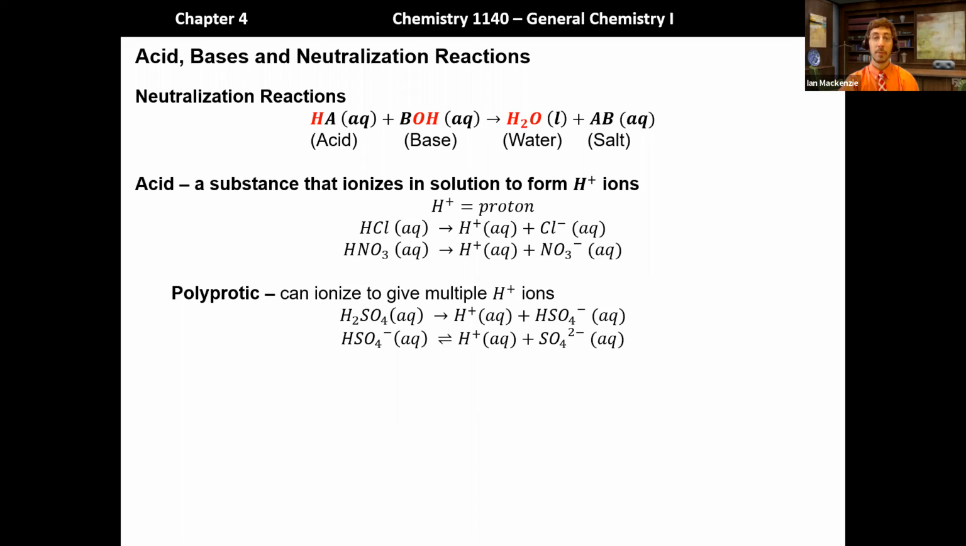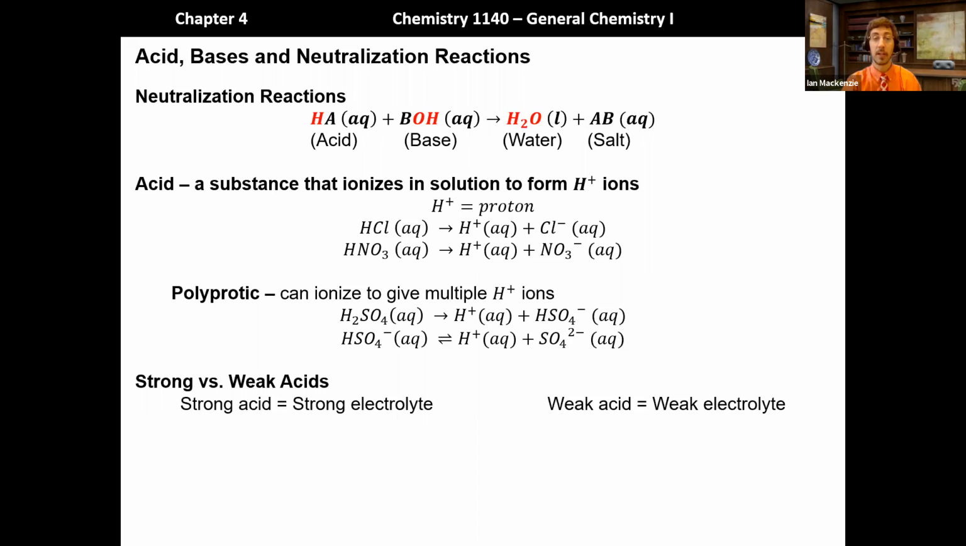So we also have to make a distinction between strong acids and weak acids. We made a little bit of a distinction when we were talking about electrolytes in terms of strong acids being good electrolytes, weak acids being poor electrolytes. And we need to make that same distinction here. So strong acids are strong electrolytes. They fully dissociate in solution. Weak acids are weak electrolytes. They only partially dissociate in solution. But how do we know what's a strong acid and what's a weak acid?